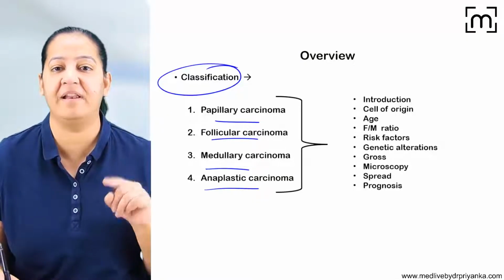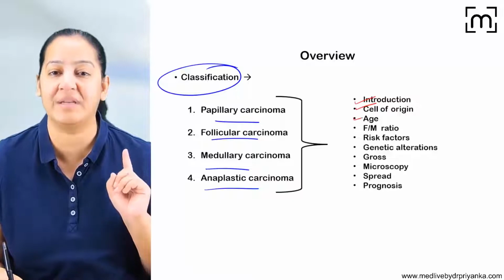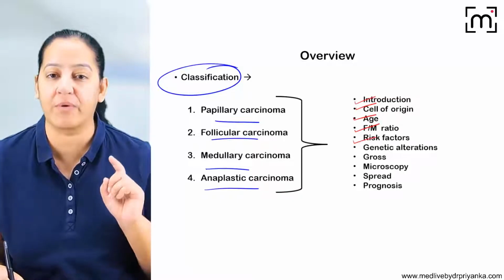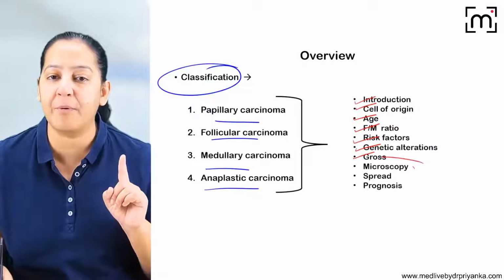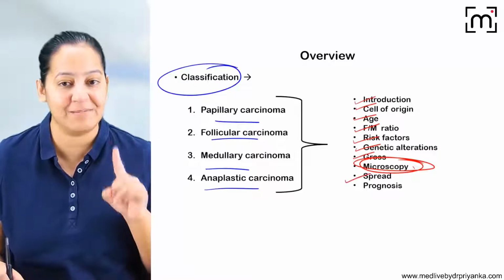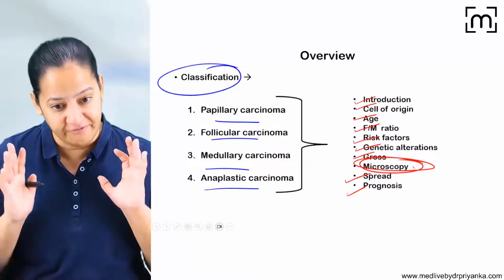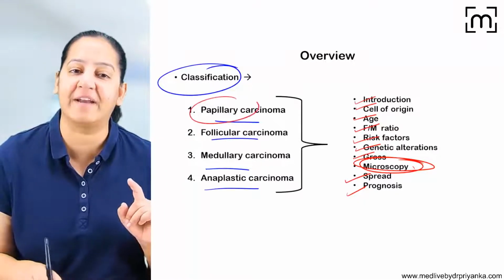For each of them, I will let you know the introduction, cell of origin, age, male-female ratio, risk factors, genetic alteration, the mutations, gross, most importantly microscopy of each of them, spread and prognosis. So if any one of them is coming in your exam, you have to write that one only.